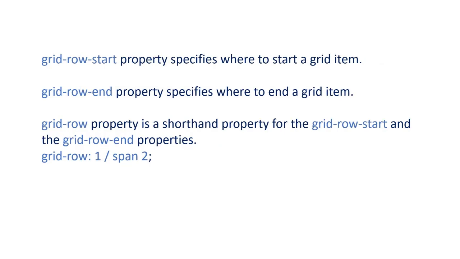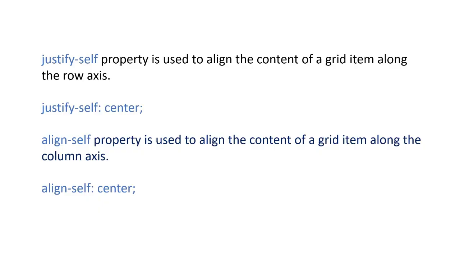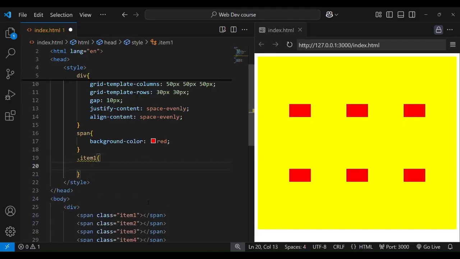Grid row start property specifies where to start a grid item. Grid row end property specifies where to end a grid item. Grid row property is a shorthand property for the grid row start and the grid row end properties. Grid row 1 / span 2. Justify self property is used to align the content of a grid item along the row axis. Justify self center. Align self property is used to align the content of a grid item along the column axis. Align self center. Let's look at a quick demonstration.